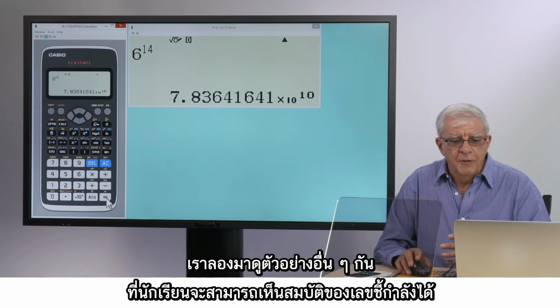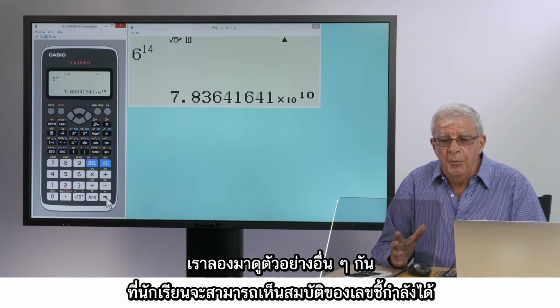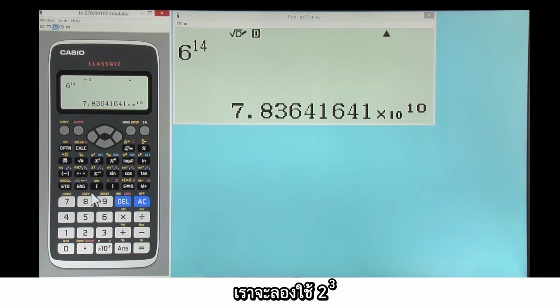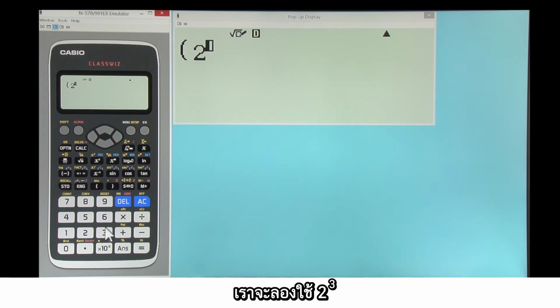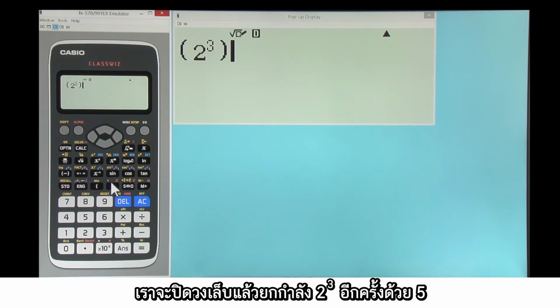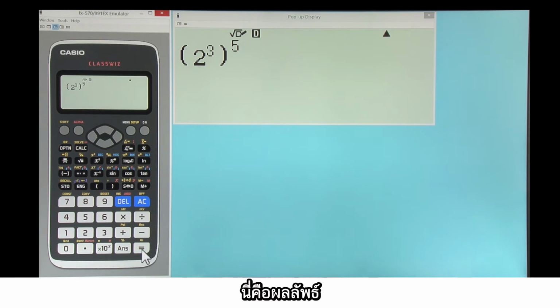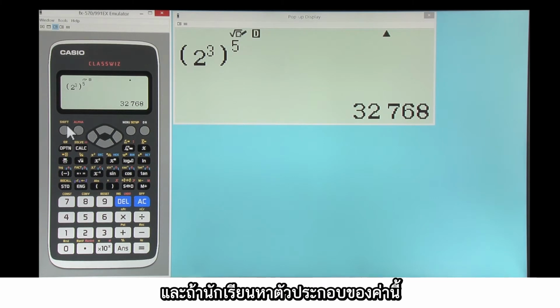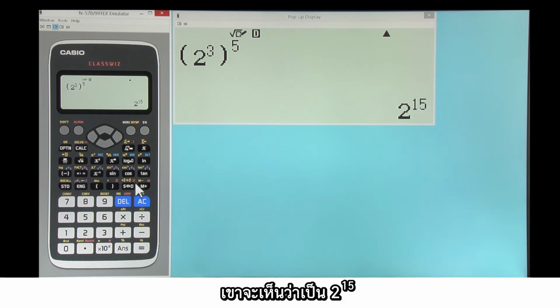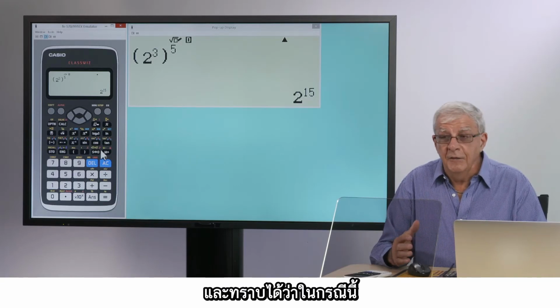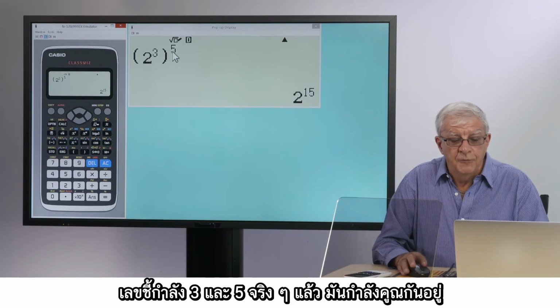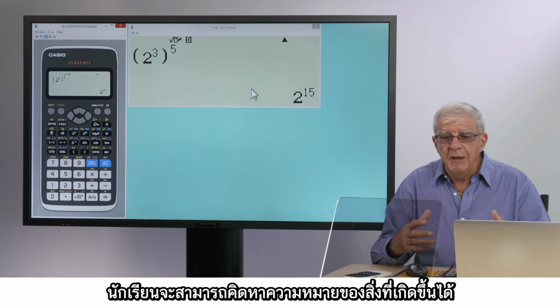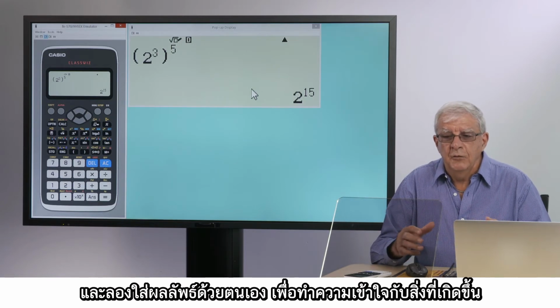So let's look at a different kind of example where students can see for themselves some of the properties of indices. So we'll think of 2 to the power 3, and I'll close the bracket. We're going to raise 2 to the power 3 all to the power 5. And here's the result, again a large number, and if students find the factors of that number, they can see 2 to the power 15 and can see that in this case the indices 3 and 5 have in fact been multiplied.